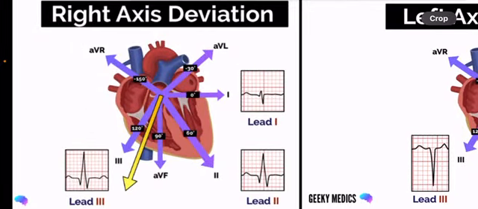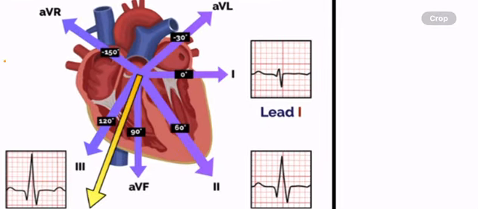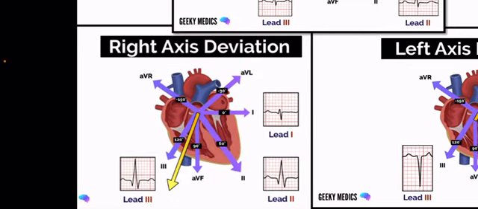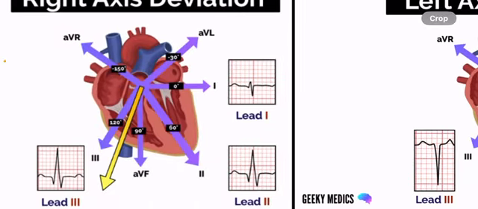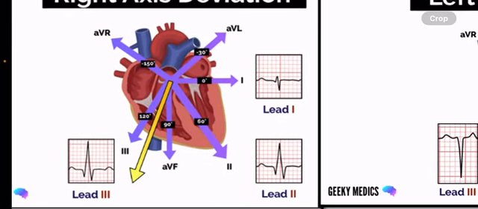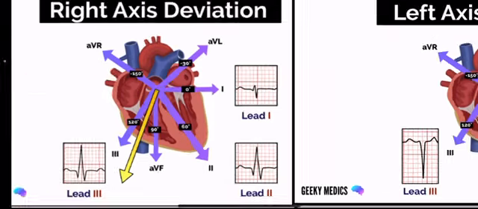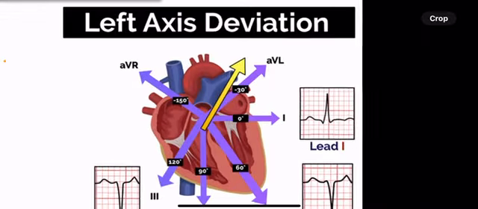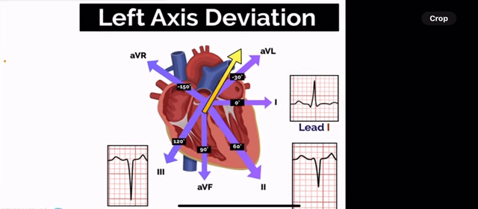This is right axis deviation. How do you know? You can see lead 1 is negative and lead 3 is positive, so it is right axis. This is left axis deviation. As you can see, lead 1 is positive, lead 3 is negative.